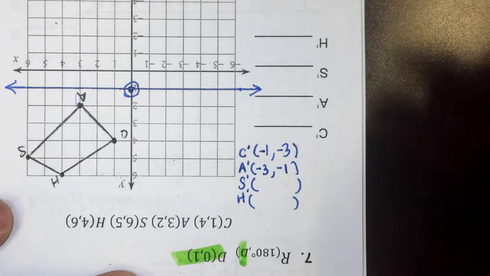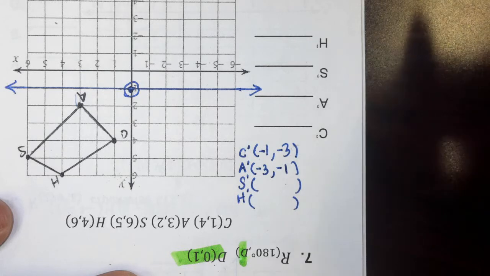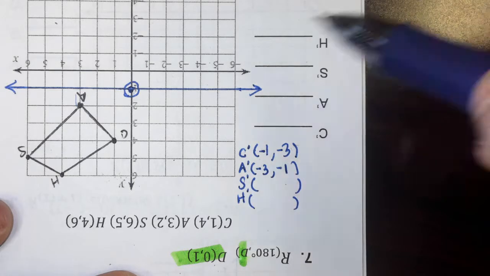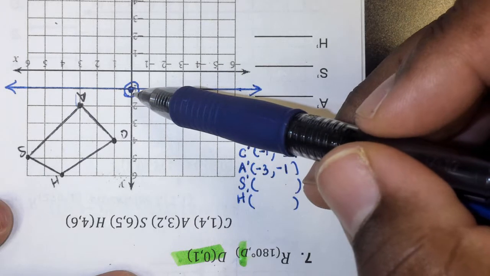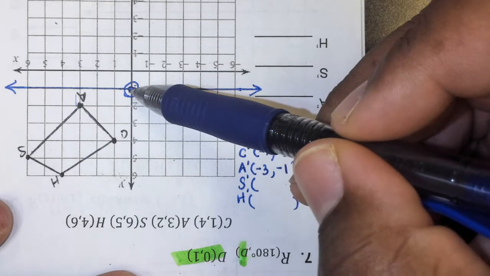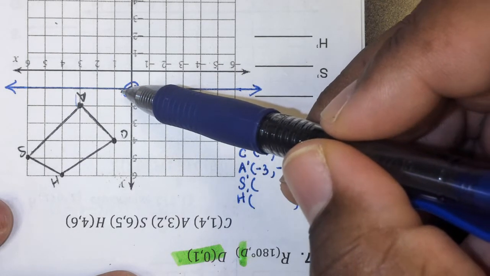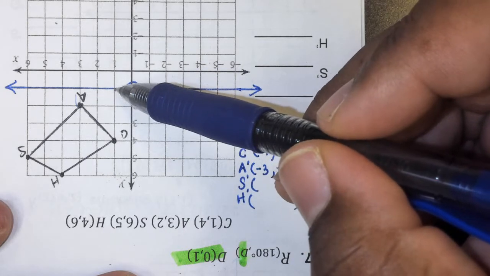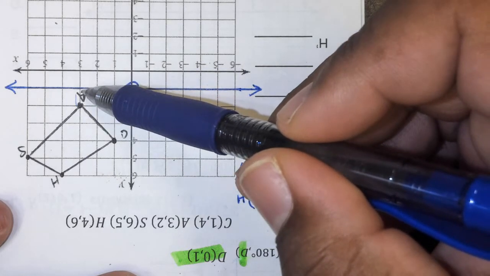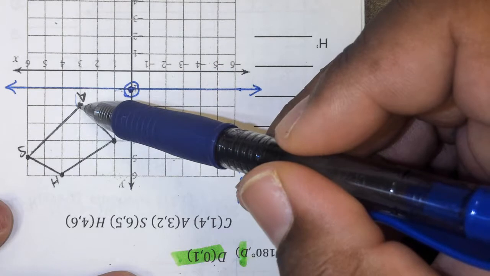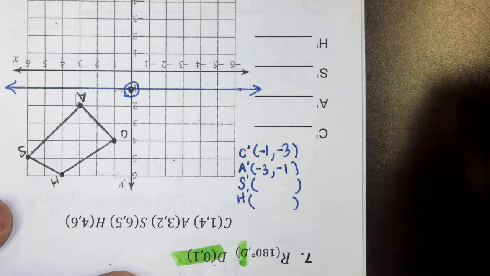Did you say what? You got a question? I would love to answer it. You need me to do A again? From the center of rotation here, I'm going to the left, right? That's -1, 2, 3. And then I'm going down 1 from the center of rotation.